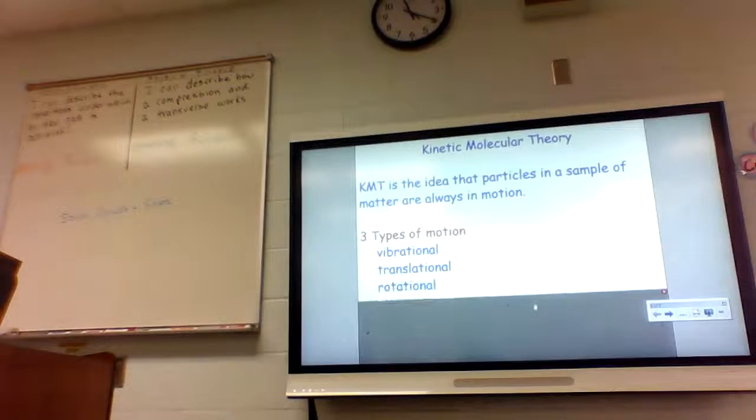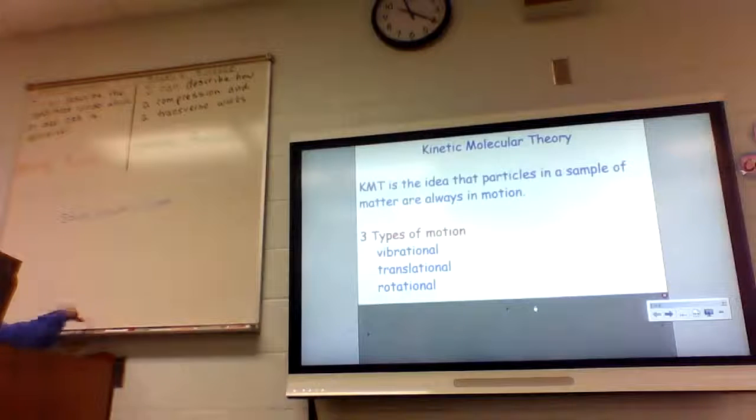Alright, so when we talk about the three types of motions that all particles have, this is just review. What types of motions do particles have? They vibrate, they translate, and they rotate. Now, we said we'd talk about this during the gas laws and our next unit, which is on solids, liquids, and gases.